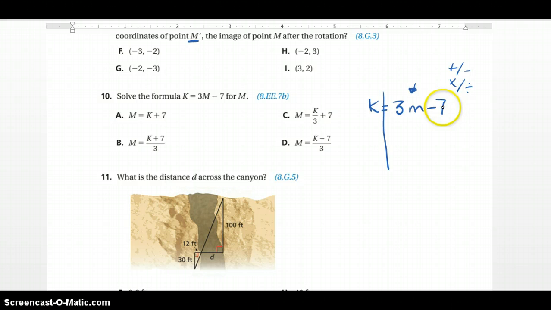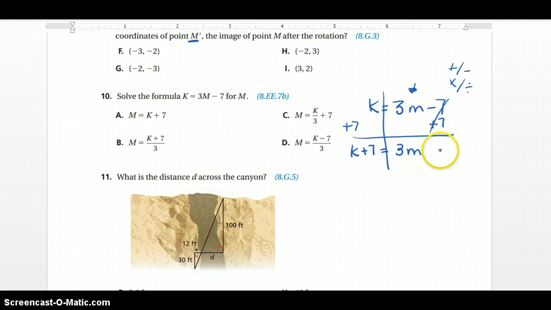So I'm adding 7 to my negative 7 to get rid of it being attached to the M. He goes away. I'm adding 7. Notice how I'm way out here because K's and 7's cannot be added together. So I'm going to put K plus 7 equals 3M.